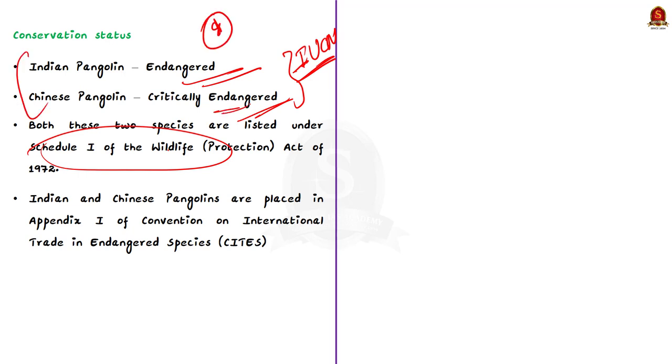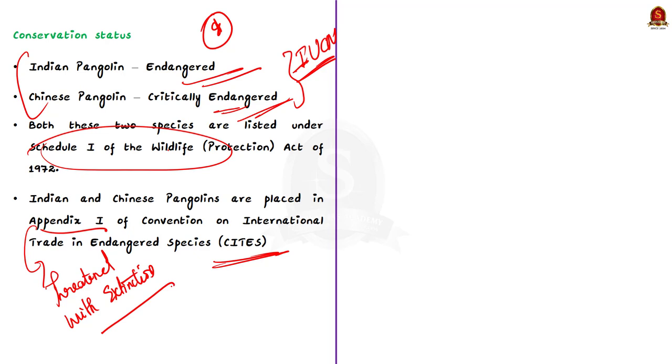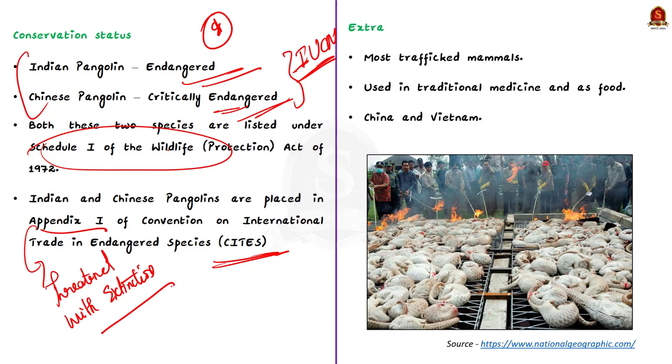And next, both the Chinese and Indian pangolins are placed in Appendix 1 of the Convention on International Trade in Endangered Species, that is shortly called CITES. Here, Appendix 1 includes species threatened with extinction, and trade in specimens of these species is permitted only in exceptional circumstances. See, before concluding this discussion, know that pangolins are the most trafficked mammals in the world.